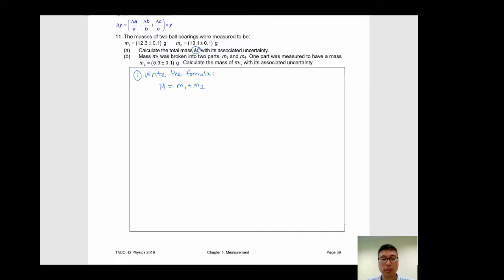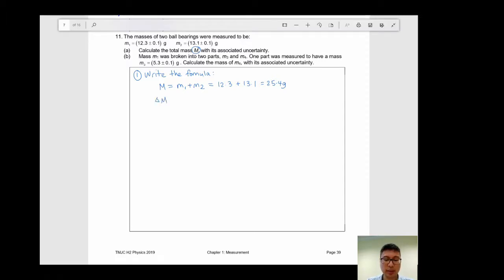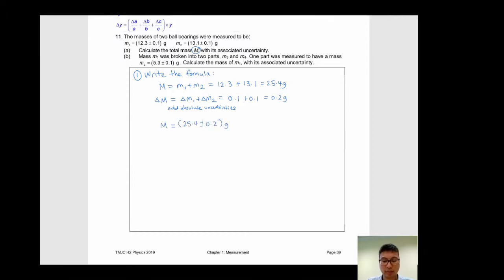So the first step is to actually add up the readings that you have. So that's 12.3 plus 13.1. Now, this is an addition formula, so we add the absolute uncertainties. So the uncertainty in the total mass will simply be the addition of each of the absolute uncertainties. So here's the final answer. Now, as a final check, do make sure that the decimal places are the same.